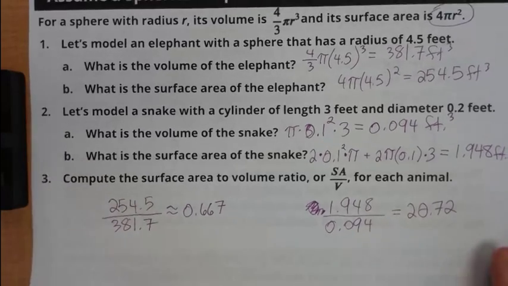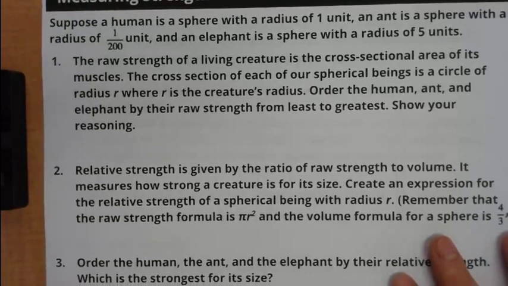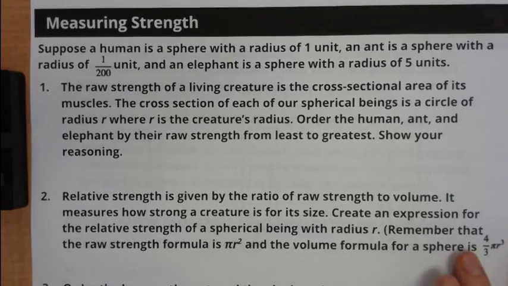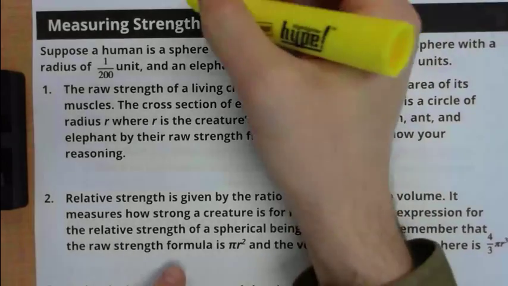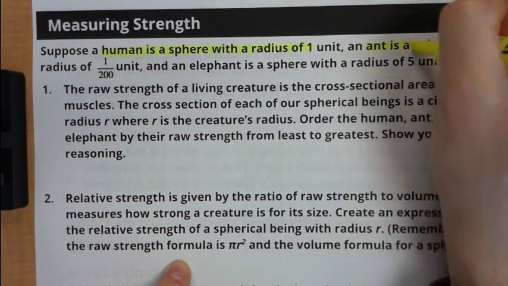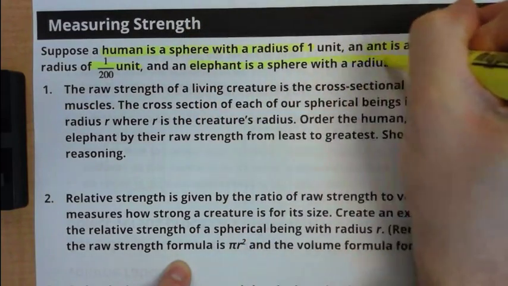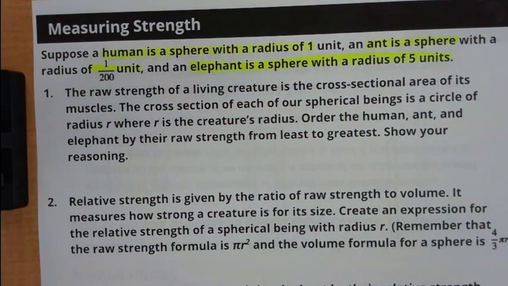Moving to activity number 4. Let's look at some different situations here. I know it's a lot of words to look at, so we're going to look at it one at a time. We have a human as a sphere with a radius of 1. An ant is a sphere with a radius of 1/200. An elephant is a sphere with a radius of 5.